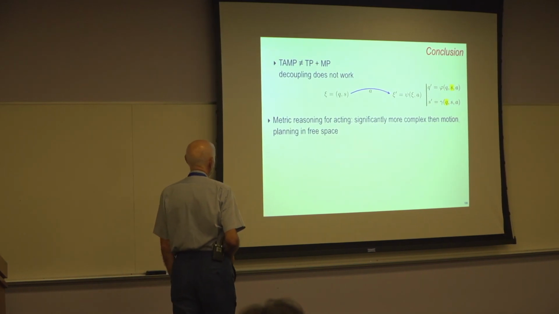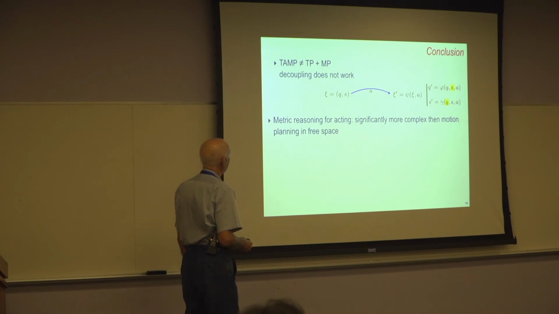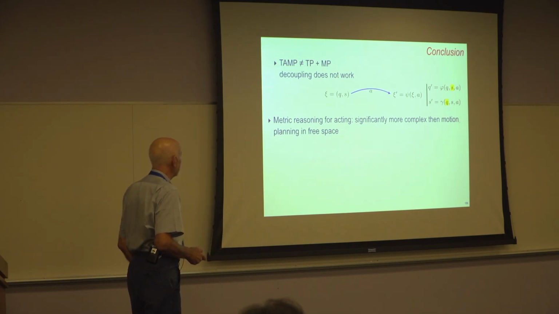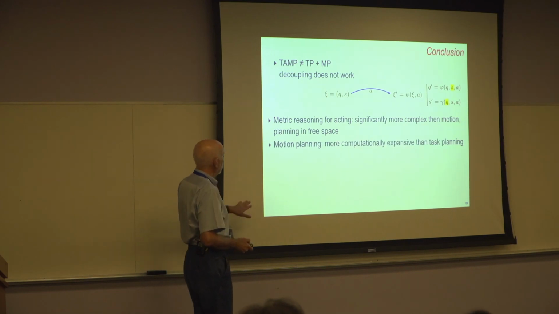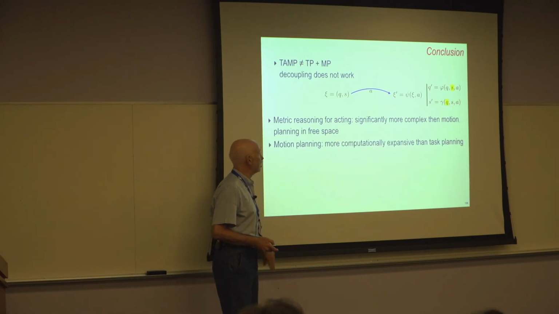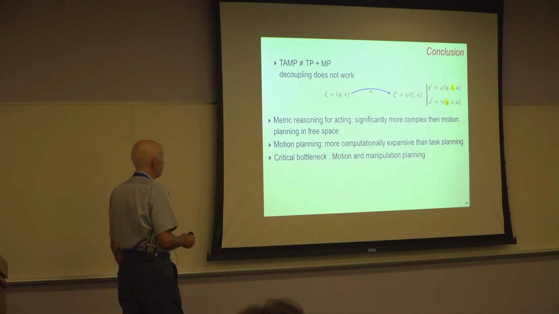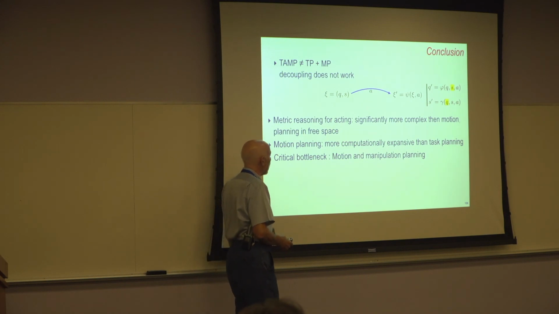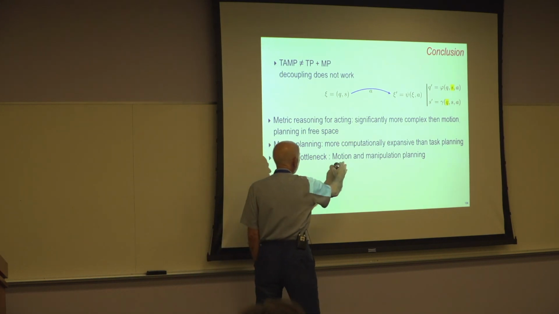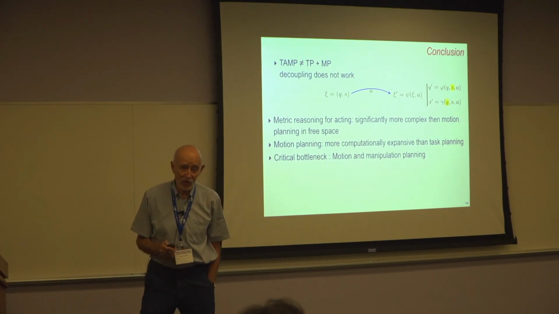Metric reasoning for acting is significantly more complex than motion planning in free space because of the contact, because of the grasping, and so on. Motion planning is more computationally expensive than task planning. This is the bottleneck. Motion planning and manipulation planning is the bottleneck. In most figures that are published in the literature, this part takes one order of magnitude more time than task planning. One order of magnitude more time.